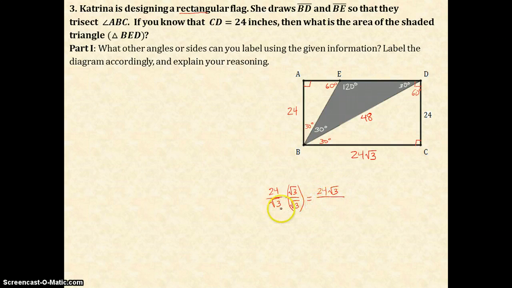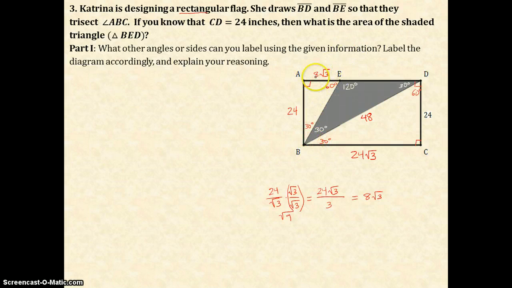and on the bottom, square root of 3 times the square root of 3 is the square root of 9, which is 3. And then 24 divided by 3 is 8. So this is 8 radical 3. So that means that AE is 8 radical 3.